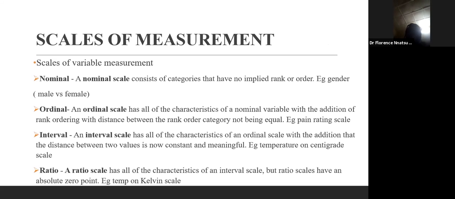And we have scales of measurement. We have four scales of measurement: nominal scale, ordinal scale, interval scale, and ratio scale. Nominal scale is not ranked. Example, we have gender, male and female.